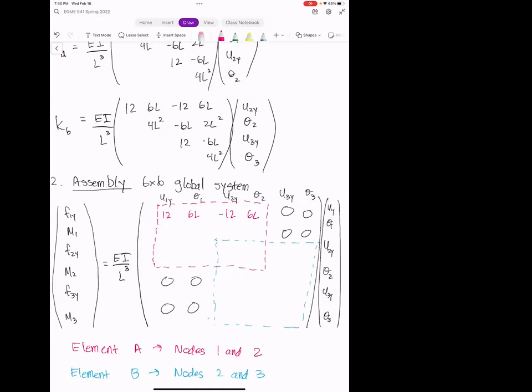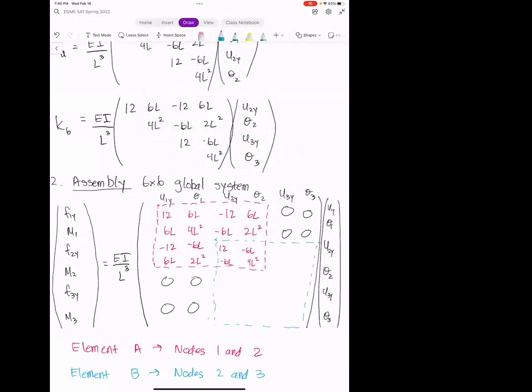Okay. And so we have 6L, and then 4L squared, and then minus 6L, 2L squared. And we have a minus 12, 6L, minus 6L, 2L squared. Then we have a 12, minus 6L, 4L squared, minus 6L. Those are all the entries for that one.